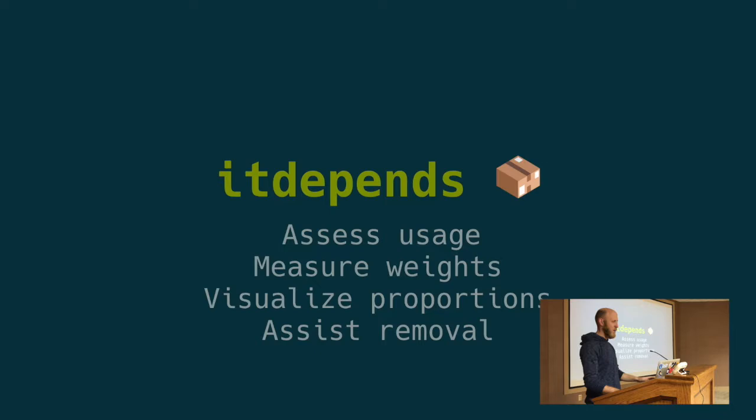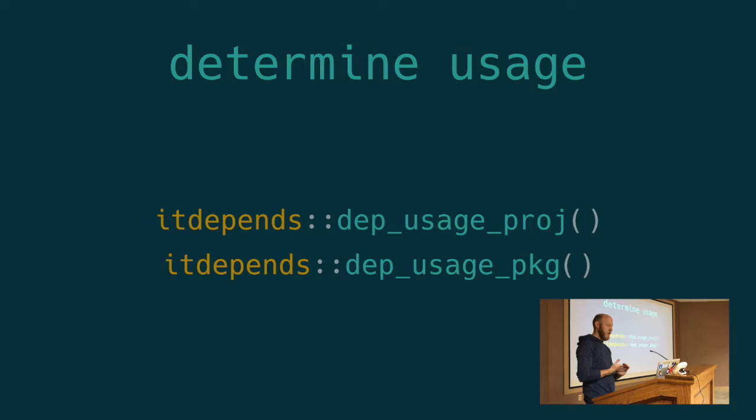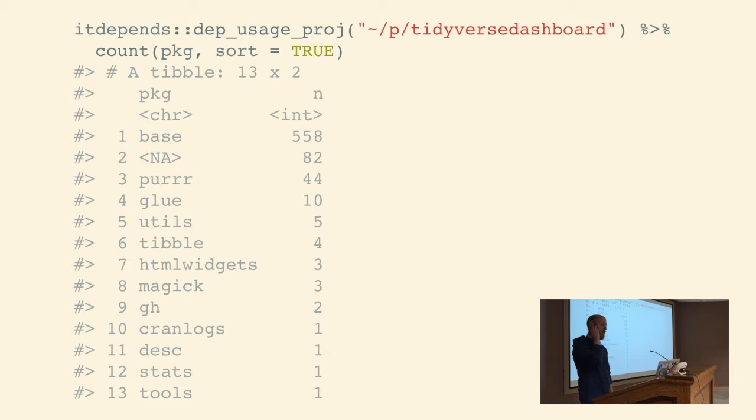First, how do you determine the usage of your dependencies? There are two functions, one for projects and one for packages. The first one, dep_usage_proj, is for determining all the dependencies in a project. We just give it a path to a project, in this case the tidyverse dashboard project, and then we count all of the dependencies in that project.